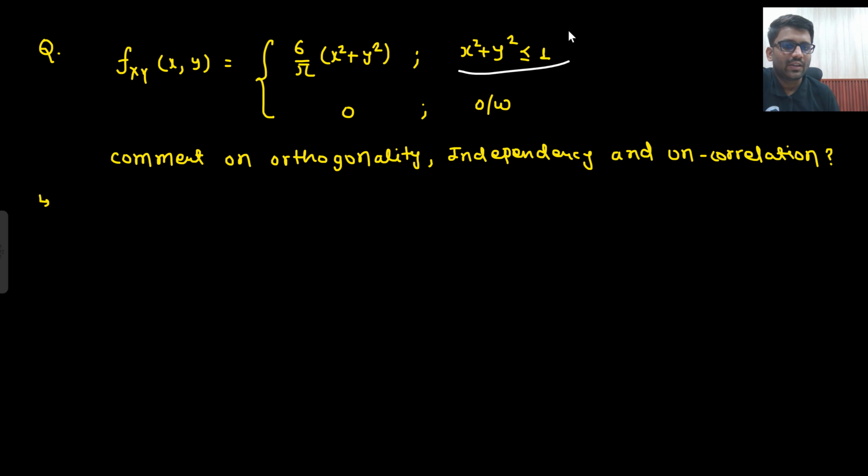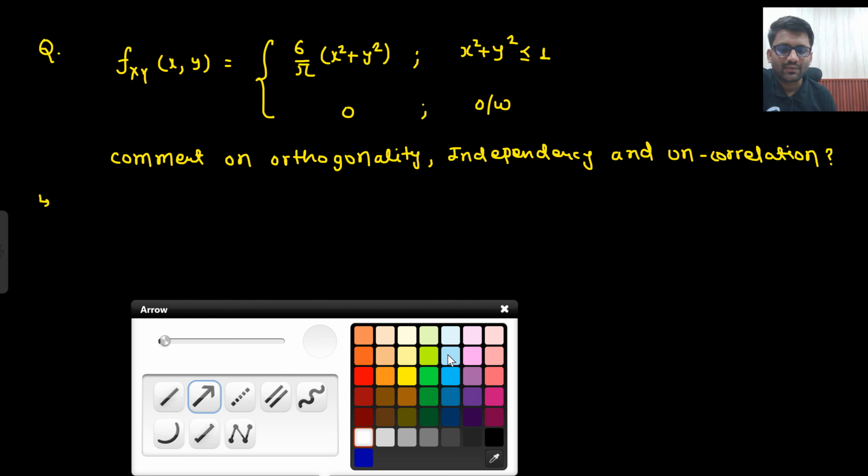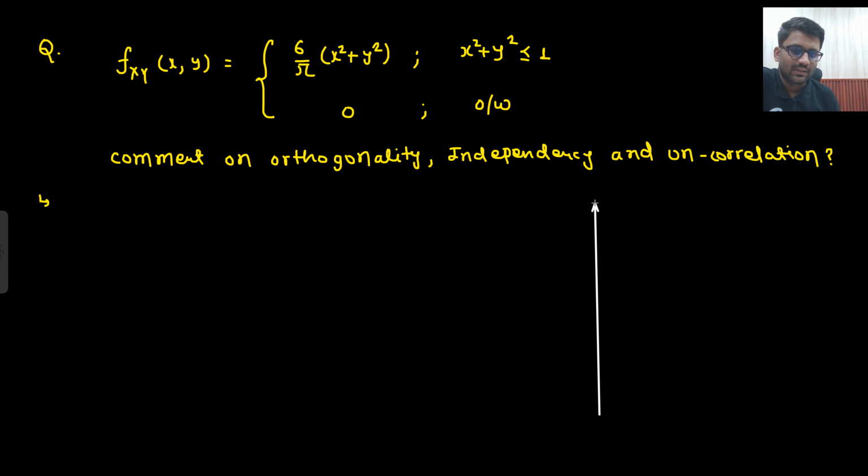Can you make the region of working? Surely I can make the region of working. Comment on orthogonality, independency and uncorrelation. So all the things which we have already seen. So what do I need to make? First I need to make the region of operation. Region of working or region of operation, whatever you say. So x square plus y square should be less than 1.